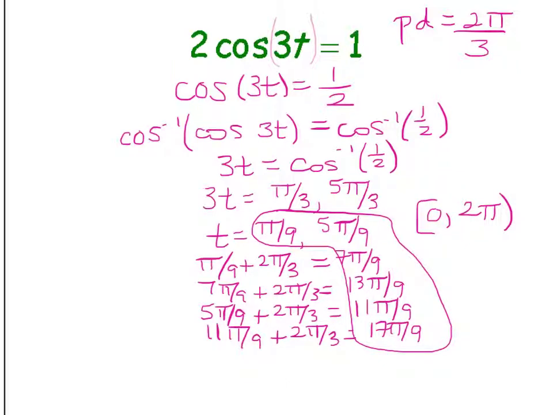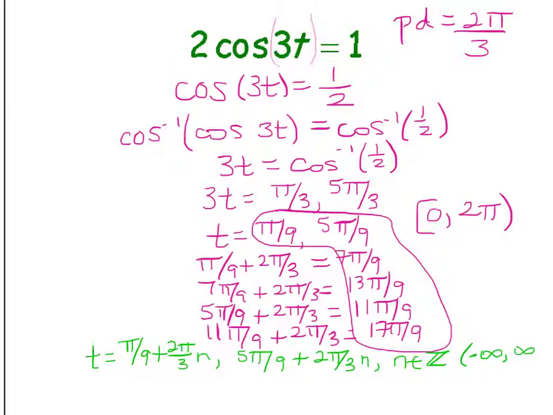If I want a general equation, then t becomes pi over 9 plus every 2 pi over 3 radians. Notice that that matches this period change that we have here. But I would also find values at 5 pi over 9 plus 2 pi over 3n. And of course, n is an integer. And this would represent solutions between negative infinity and positive infinity.